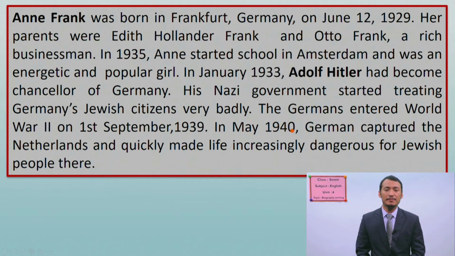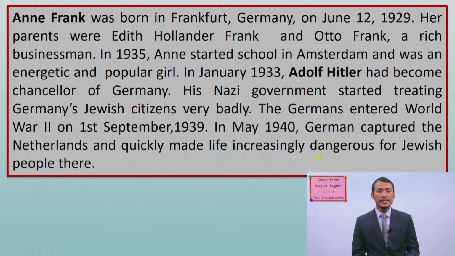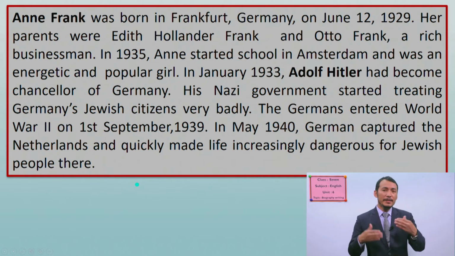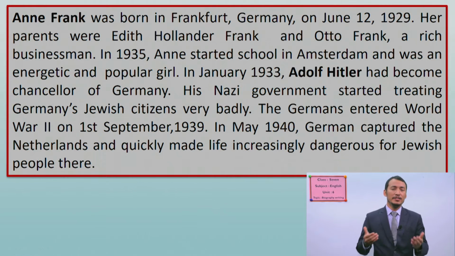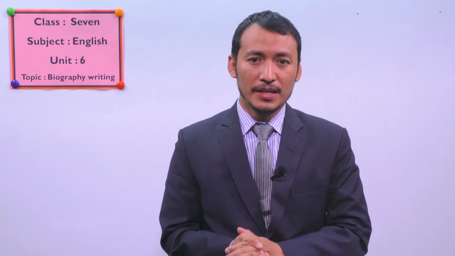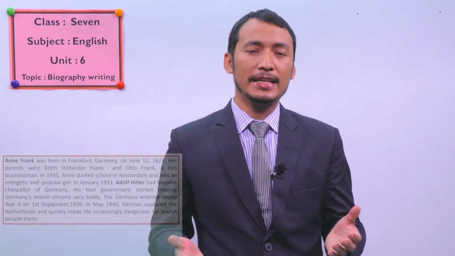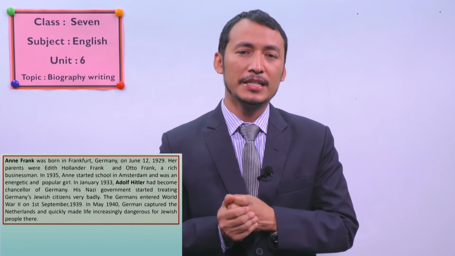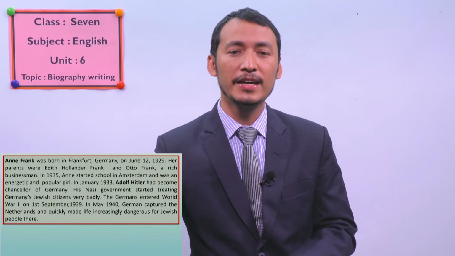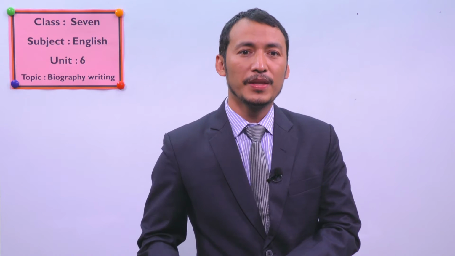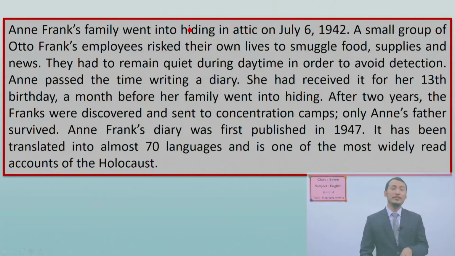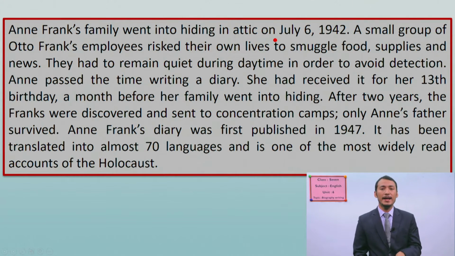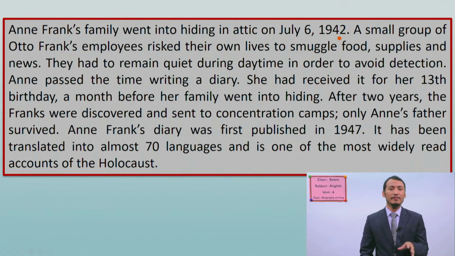In May 1940, Germans captured the Netherlands and quickly made life increasingly dangerous for Jewish people there. Okay? The people who were living in Germany and who were Jewish were threatened with their lives. The Nazis did not like Jewish citizens, so they wanted to kill them and take them away from their country. So that was a great threat to her family. So Anne Frank's family went into hiding in an attic on July 6, 1942.